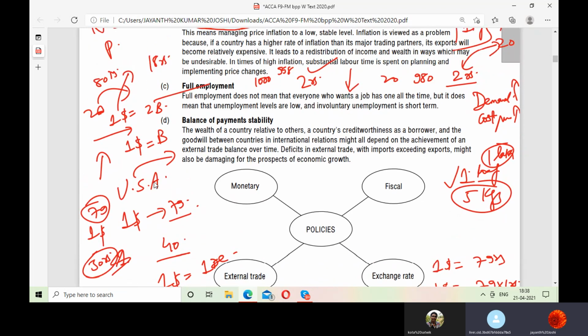But still, the United States is a developed economy. Why? Their exports are less, and their exports are costlier for India. That means if you import goods from the United States, it's costlier for India.